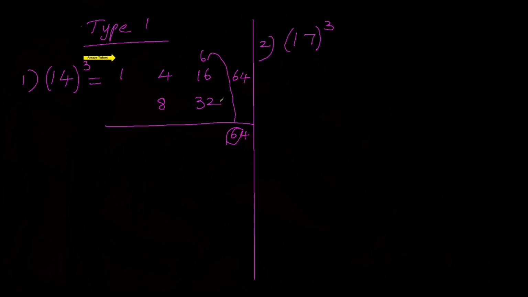6 plus 6, 12, 12 plus 2, 14, 1, 3, 4, 5. Again 5, take it to the next place. 5 plus 4, 9, 9 plus 8, 17. 1 is the carry, 2. So write the numbers other than the circled ones. That will give you the answer: 2, 7, 4, 4. This is the answer for 14 cubed.